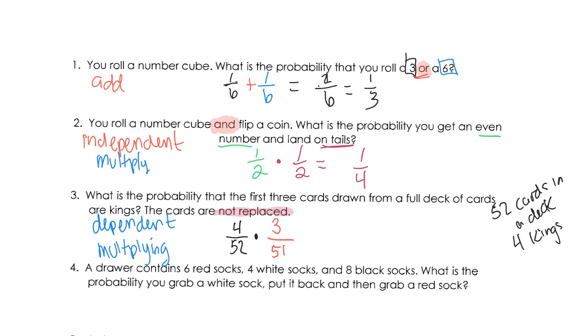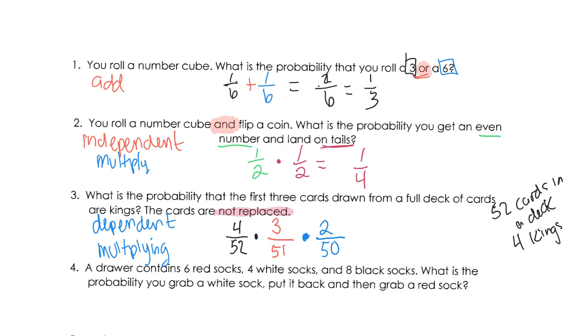Okay, so now I have 2 kings in my hand, in theory. So now I've taken 2 cards away from the original 52. So now for my third draw, I have 50 cards left. And out of those 50, if I have 2 kings in my hand, 2 of them should be kings.